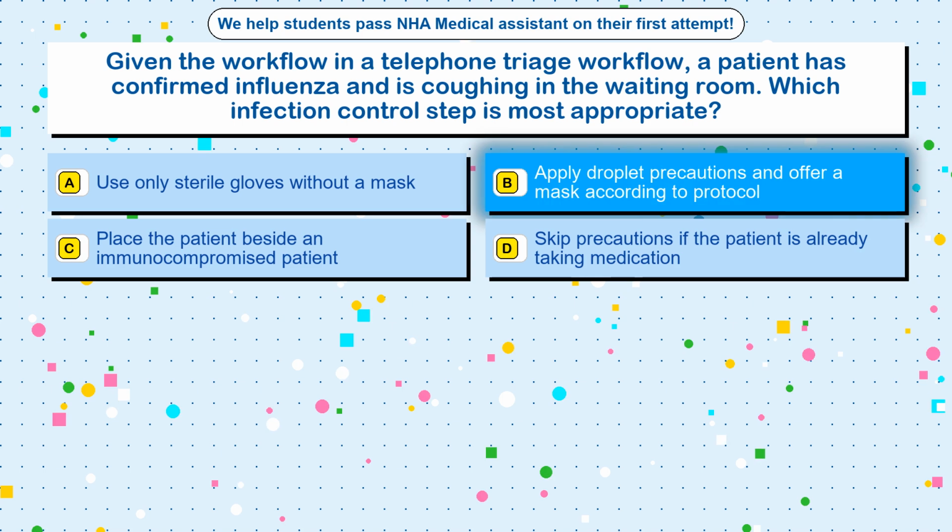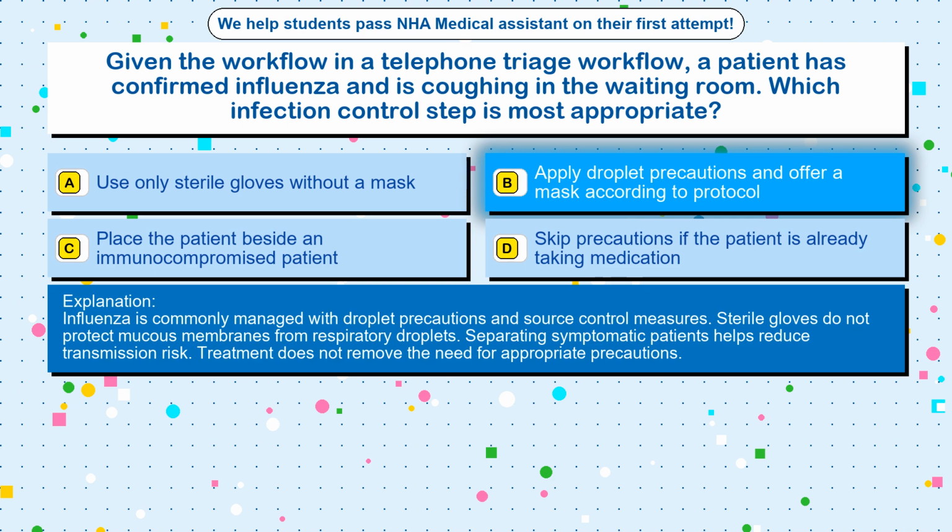The correct answer is option B. Apply droplet precautions and offer a mask according to protocol. Influenza is commonly managed with droplet precautions and source control measures. Sterile gloves do not protect mucous membranes from respiratory droplets. Separating symptomatic patients helps reduce transmission risk. Treatment does not remove the need for appropriate precautions.